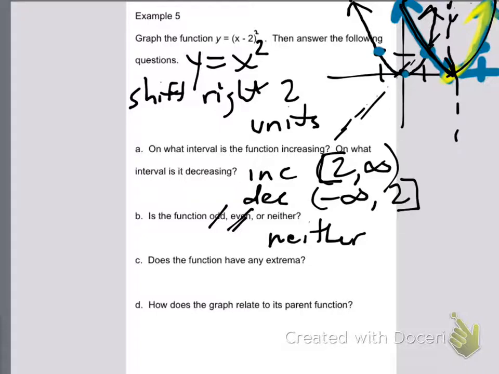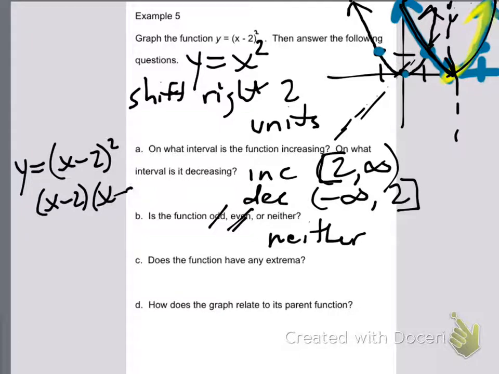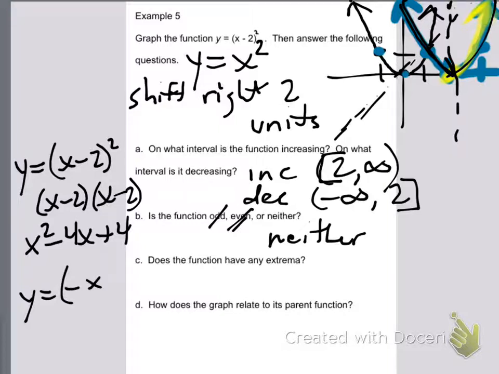Okay? Now, if you wanted to prove that algebraically, here's what you do. So you have y equals x minus 2 squared. If you FOILed that out, so if this was x minus 2 times x minus 2, that'd be x squared minus 4x plus 4. Now, what if you plugged negative x in? So now you have negative x minus 2 times negative x minus 2.